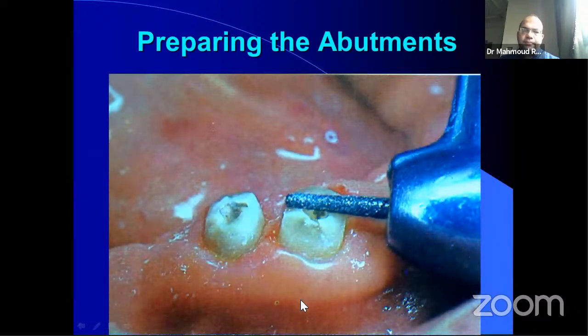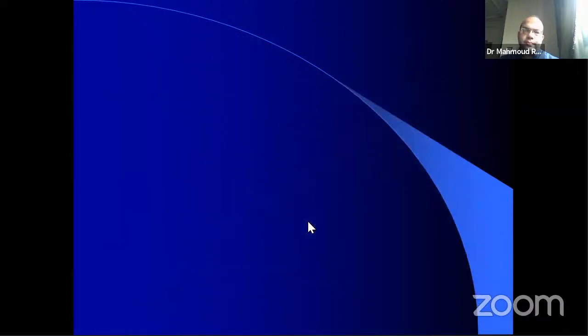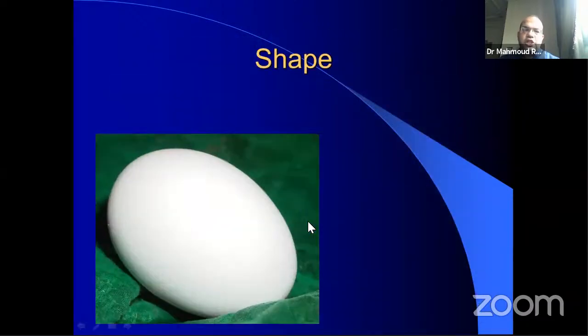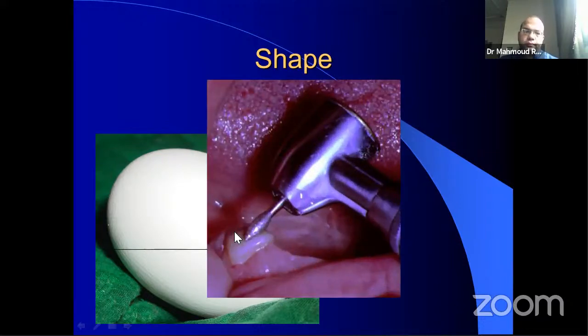Here, what we see is the bevel and the preparation we made. The shape of the dome-shaped abutments is like half an egg, like that. This is the labial part or the buccal part, and the highest part here is on the palatal or on the lingual side. Here we reach this shape by using a flame stone like this, or by using a wheel stone.